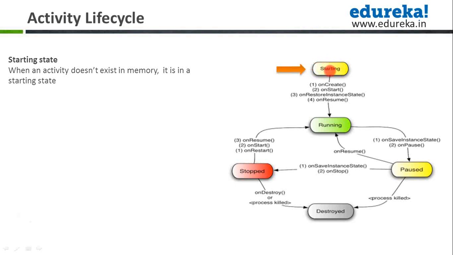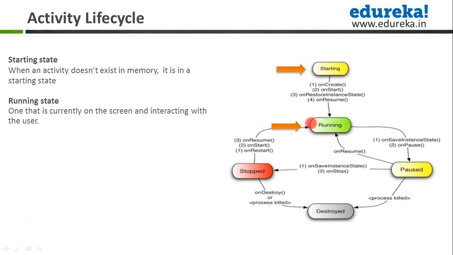Well, from a starting state, an activity can only go to the running state. Now, what is a running state? A running state is one when the activity is currently interacting with the user. Simple way to understand it is that if I'm doing something on my Facebook wall activity, that means I'm currently using it. I'm currently interacting with it, right? It is on focus on the screen. That state of an activity, when it is currently on the screen and interacting with the user, is called the running state of that activity.